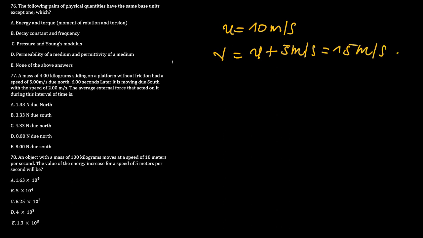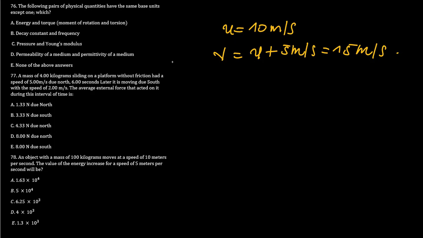Question number 78. An object with a mass of 100 kilograms moves at a speed of 100 meters per second. The value of the energy increase for a speed of 5 meters per second will be, so I have a speed u, which is 10 meters per second. So the final speed v is given by u plus 5 meters per second, which is equivalent to 15 meters per second.